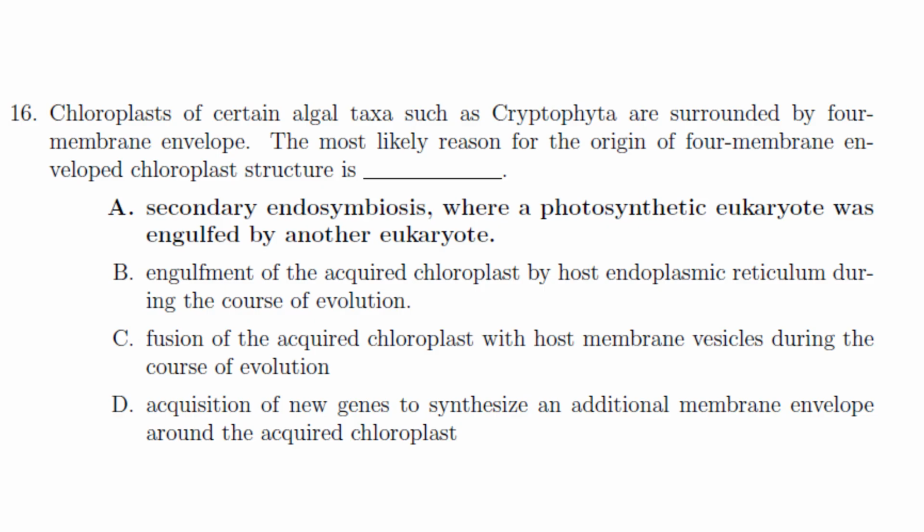Chloroplasts of certain algal taxa such as Cryptophyta are surrounded by a 4 membrane envelope. What is the most likely reason for the origin of the 4 membrane enveloped chloroplast structure? We discussed that in the session 1 question paper, and they have told it is because of a secondary symbiotic event.